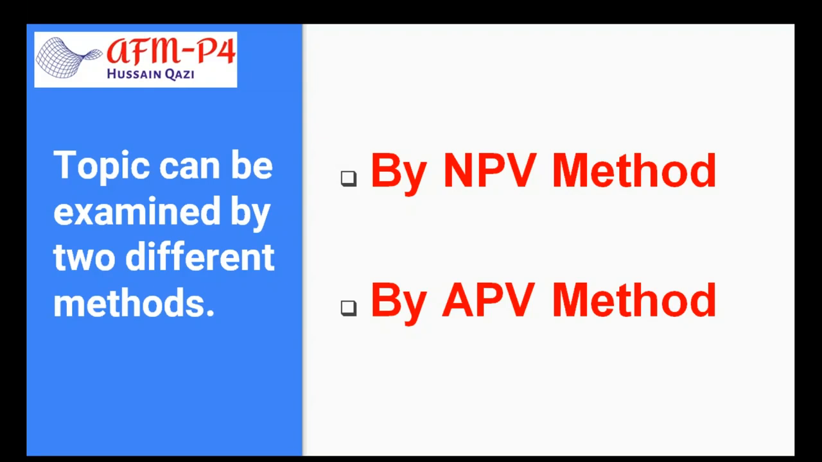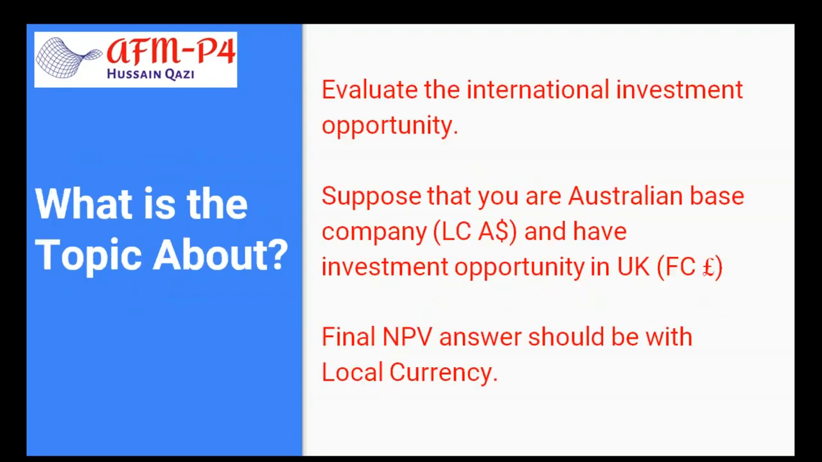Now starting the topic, first of all, we need to understand what the topic is about. In a very simple manner, the topic is about evaluating the international investment opportunity. Evaluate here means calculate the present value, either by NPV method or APV method. Both are present value methods. There is some international investment opportunity and we have to evaluate it.